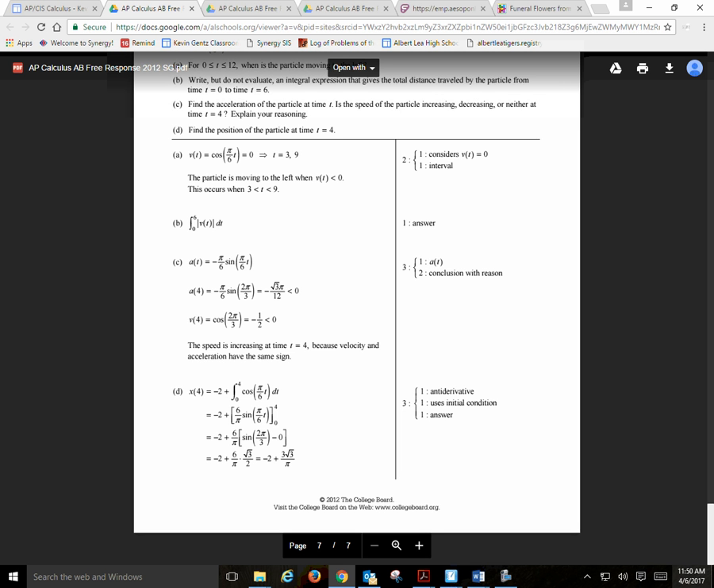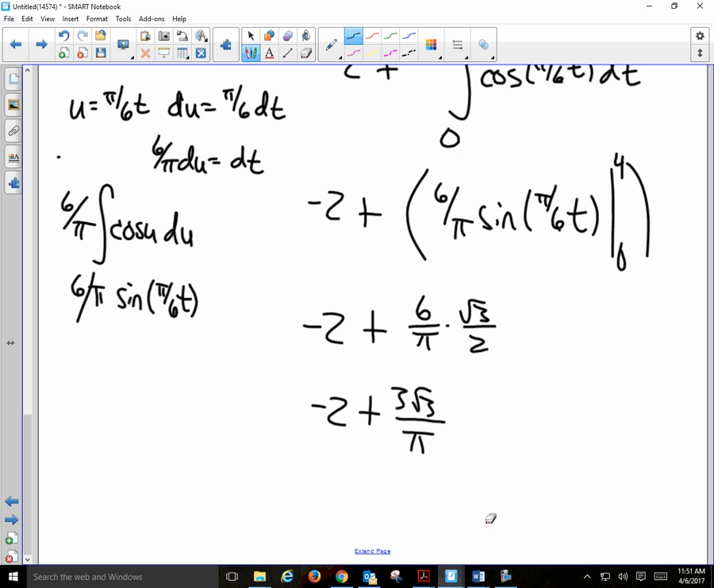And then look at this nice answer. -2 plus 3 roots of 3 over pi. 1 for the antiderivative, which required substitution. 1 for the use of the initial condition, which is -2. And then 1 for coming up with the right answer. So, again, this is 9 out of 9. And I would say you're doing very good to get all that. Exactly. So there's a lot of ways to generate points in these type of problems. So you're going to try to score yourself tonight on your problem, see how you do. Let's move to the next one. Move to the very front page.